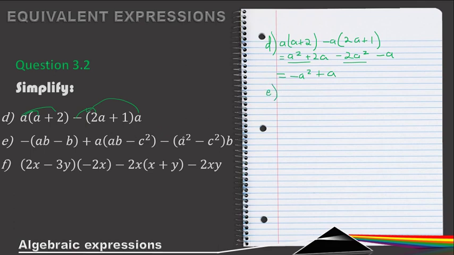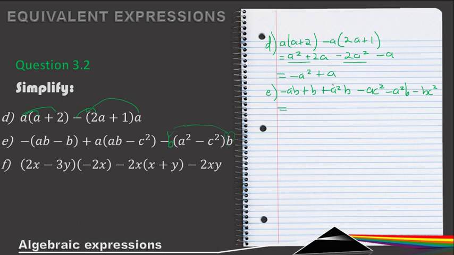E. Right, this b, I want to put it in front. I'm just going to write it there now, otherwise I have to rewrite these twice. So this minus goes in, so this is minus ab plus b, then plus a squared b, then minus ac squared, minus a squared b, minus bc squared. Okay.